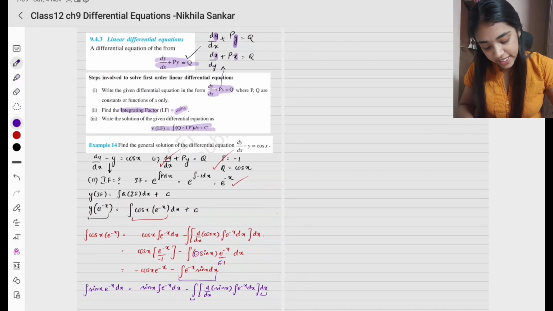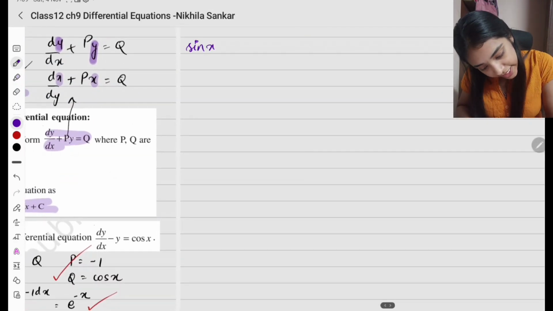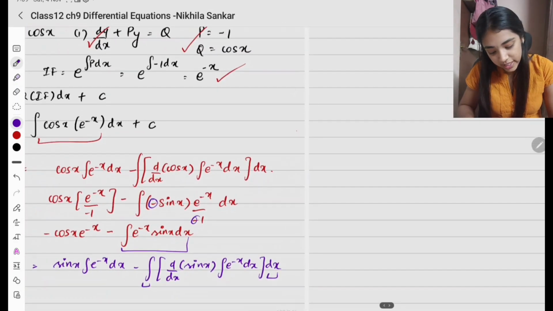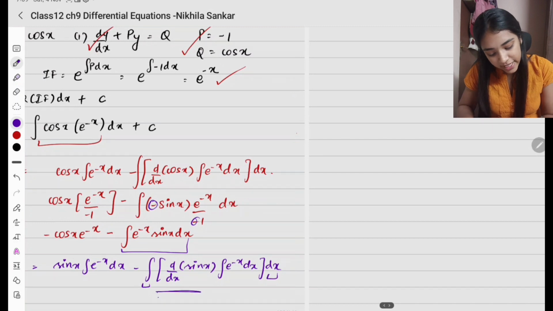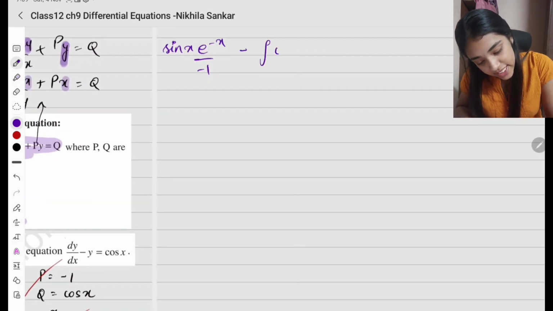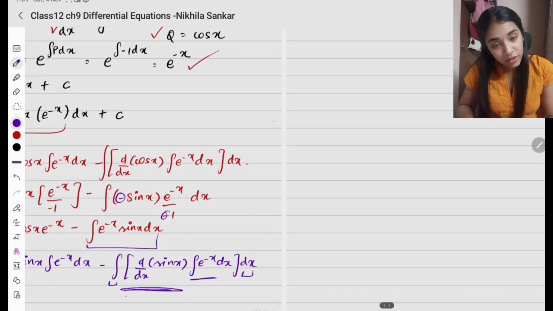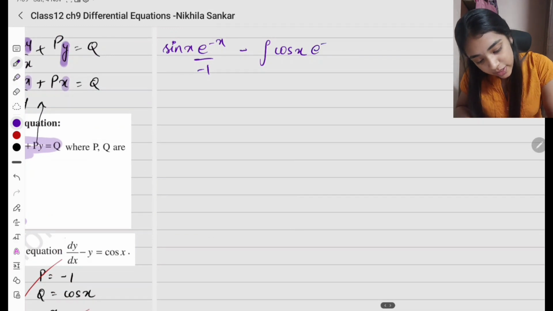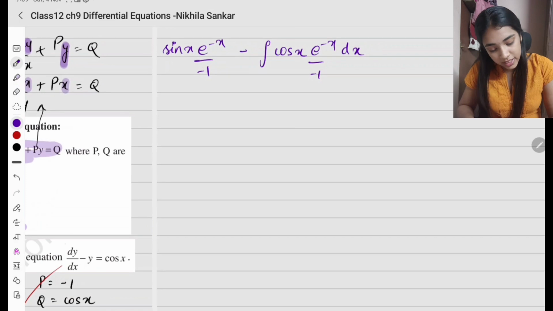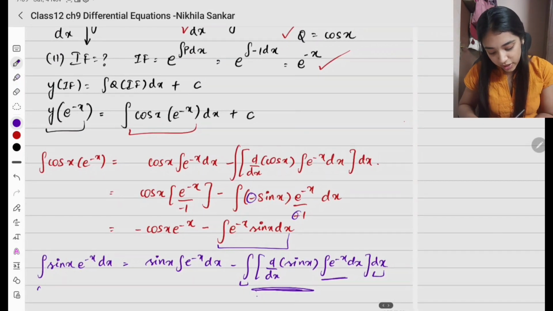So I have sin x times the integral of e to the minus x, which is sin x e to the minus x divided by minus 1, then minus the integral of d by dx of sin x, which is cos x. So I'm going to have minus the integral of cos x times the integral of e to the minus x, which is again e to the minus x divided by minus 1, dx. So this is going to be this particular term.